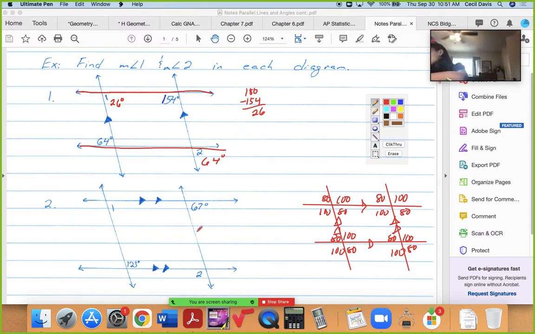Now, what about this problem? Is angle 1 related to the 123 or is angle 1 related to the 67? 123. Again, we want our transversal to cross the parallel lines. So we'll just do 180 minus 123. And that's 57 degrees for angle 1.